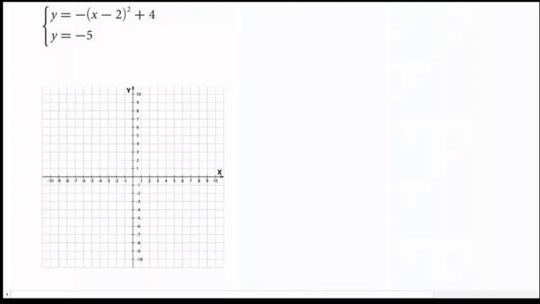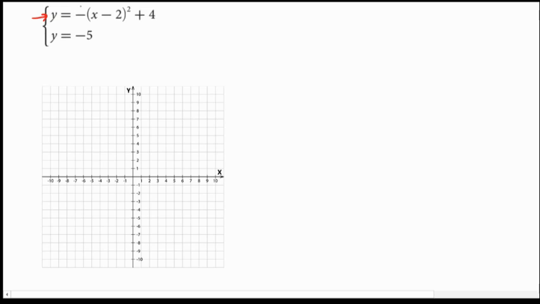The first one here, we're asked to solve the linear quadratic system by graphing. So I have to graph two different ones here. I'll do this in a couple different colors. So first one here, I can recognize just by the equation before graphing anything is that it's a quadratic. It's going to be a parabola or a U-shape.